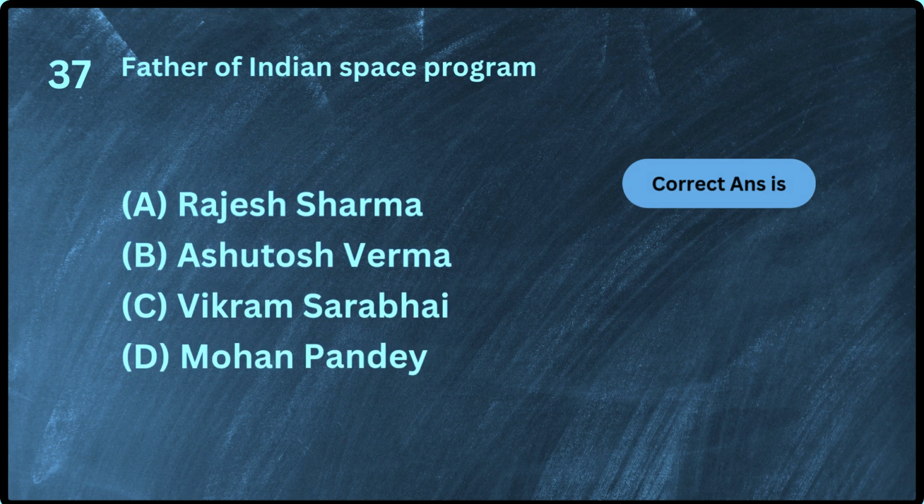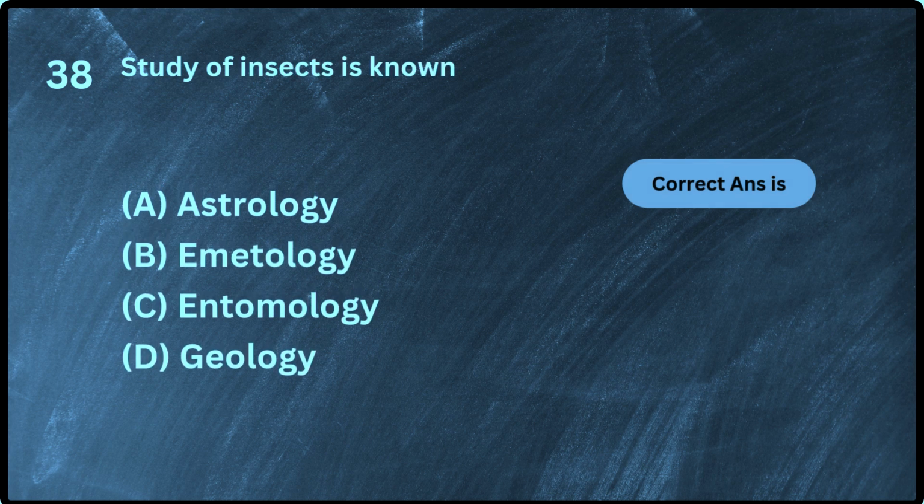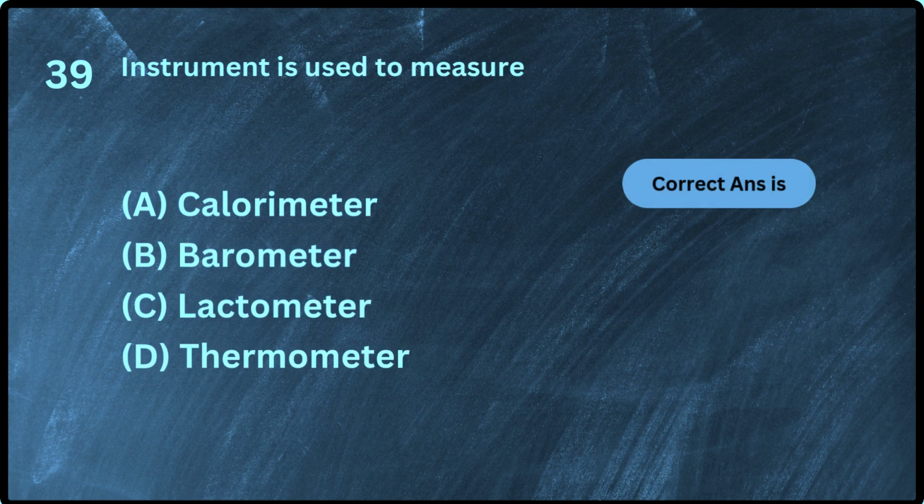Father of Indian space program? Correct answer is option C. Study of insects is known as. Correct answer is option C. Instrument used to measure heat. Correct answer is option D.